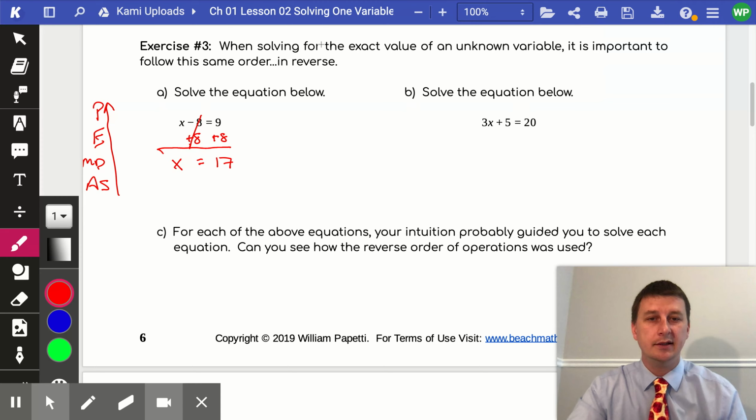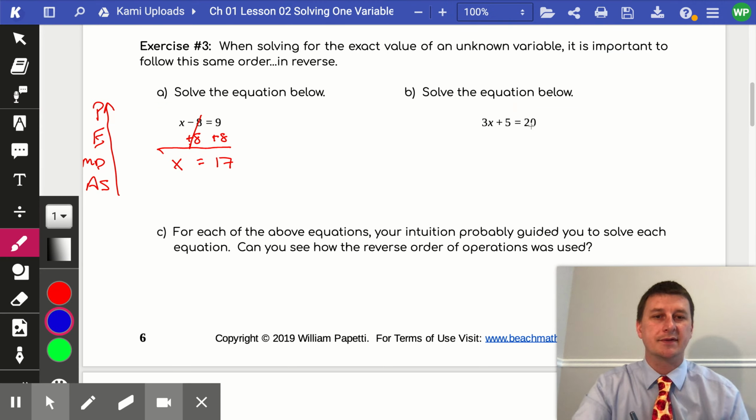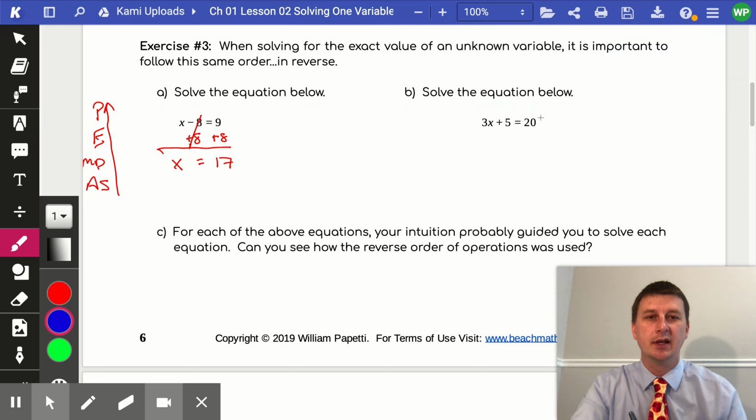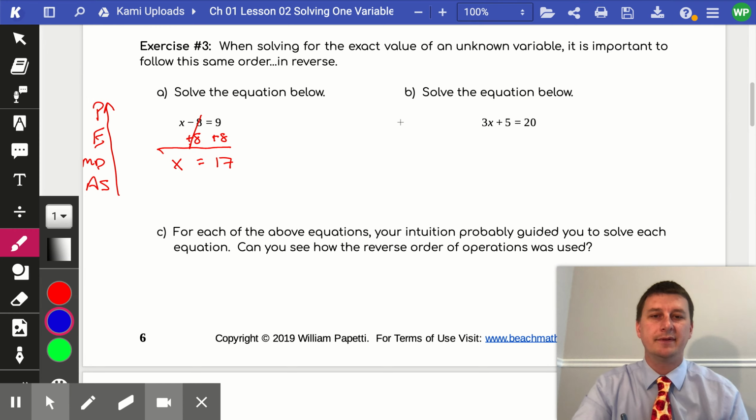But in part B, we add in a little step. So now we have 3x plus 5 is equal to 20. And now there's two things that are being done to the value of x. First, we're going to be multiplying x by 3, and then we're going to be adding 5 to it. So again, let me just write my order of operations here. And this would be for simplifying, but since we're solving, we're going to go in reverse.